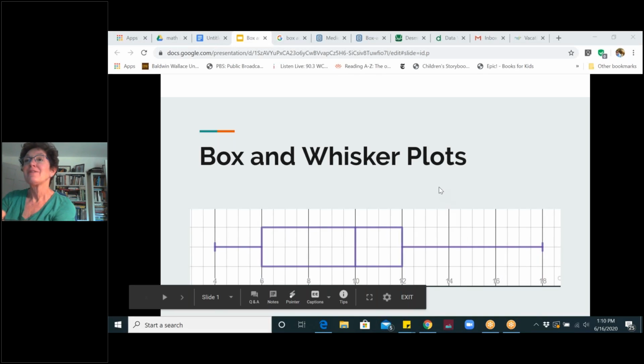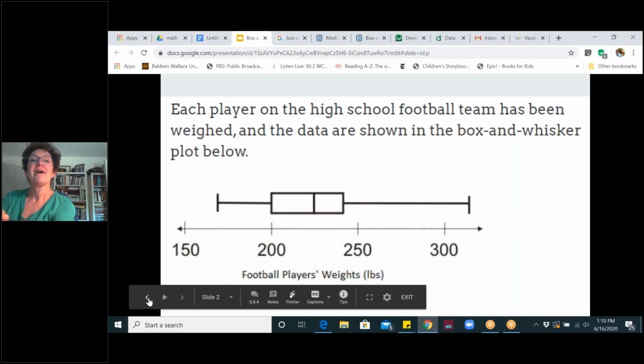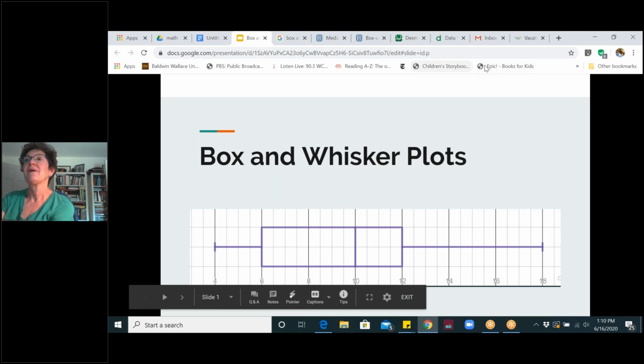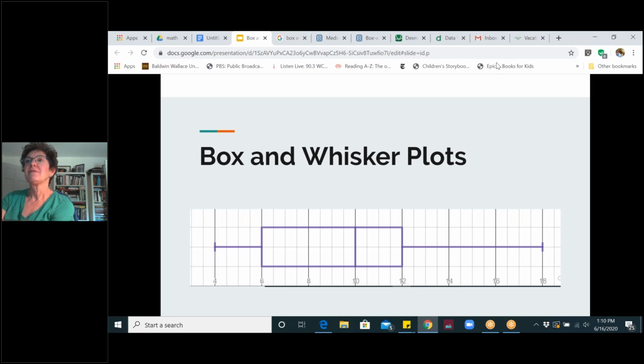Hello, everyone. It's Julie Ray, and I am here to talk about box and whisker plots. While I'm sharing my screen with you, I'll let you know that box and whisker plots are some of my most favorite ways to share and analyze data. And that would be because they're a little bit mysterious when you first see them.